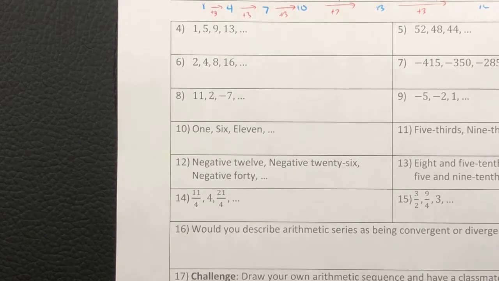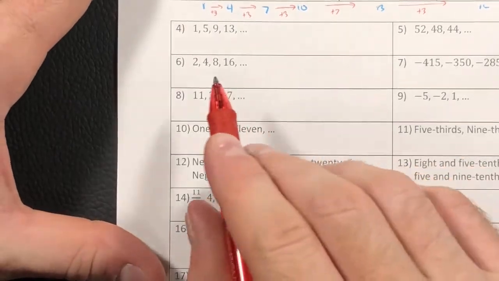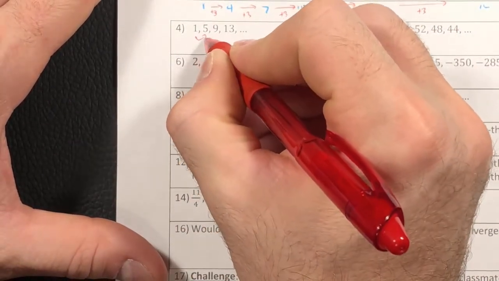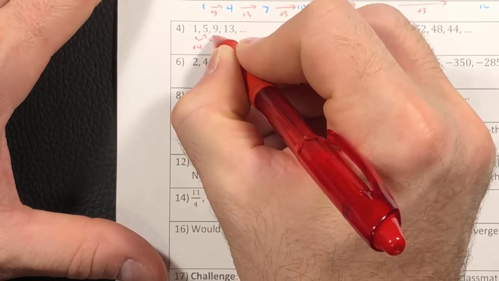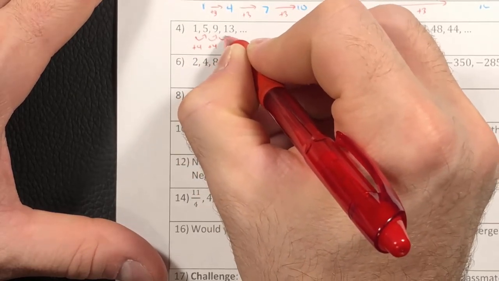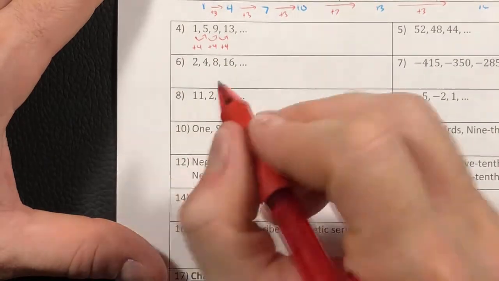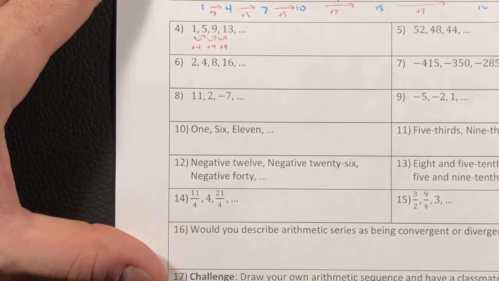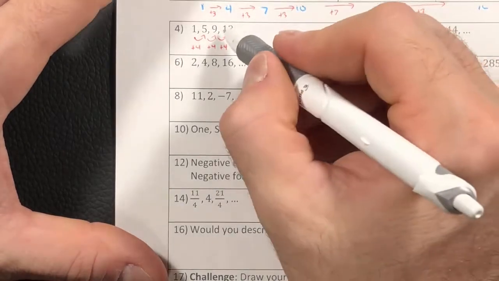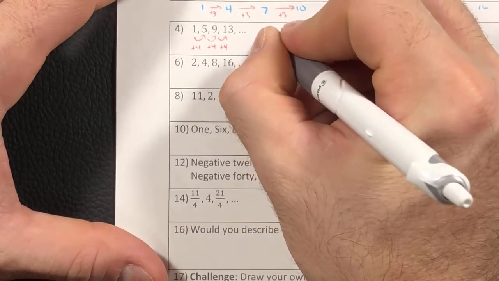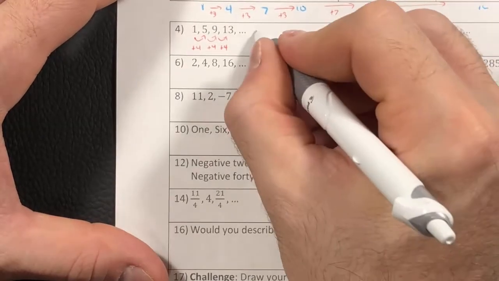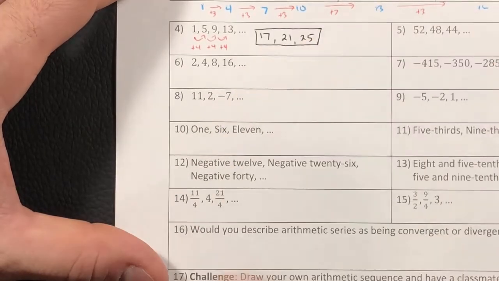Okay. So, assuming you've had a shot to look at it, let's look at this. So from 1 to 5, what we did was we added 4, we added 4, and we added 4. So we can safely say that the pattern here is going to be adding 4. So if I keep that pattern going, add 4 to 13, I'll get 17, 21, and 25. Easy enough.